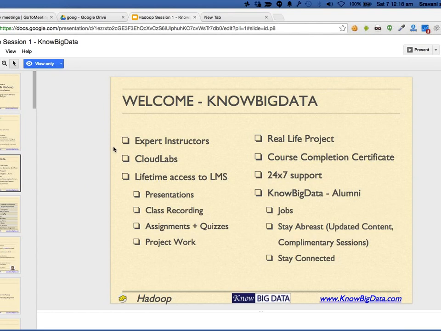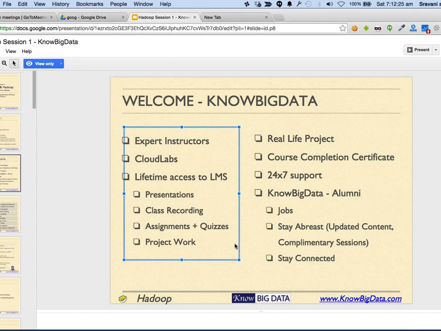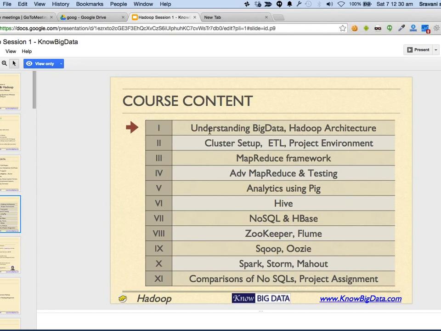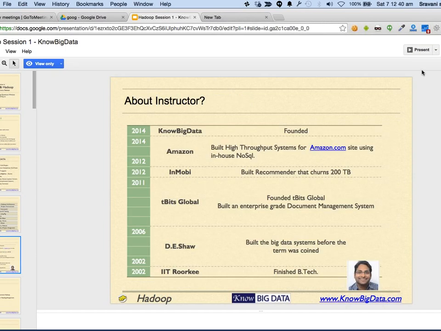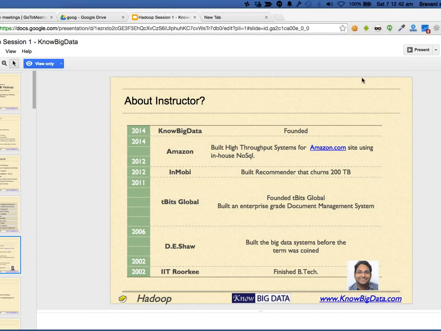All right, everyone. So that was Anjana's introduction, and I'm Sandeep Giri. I'll be the instructor for today. It's an 11-part course, and today we will be discussing big data and Hadoop architecture. Before I introduce myself, let me just go through your introductions.